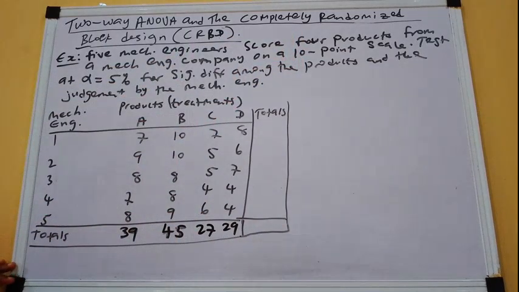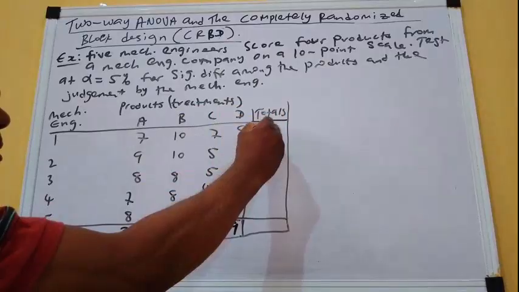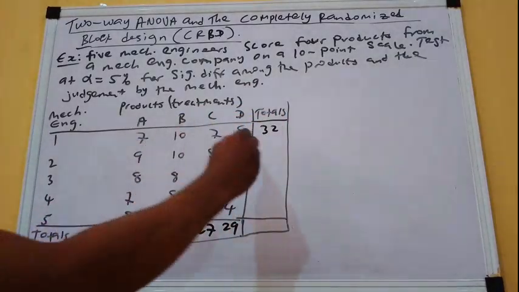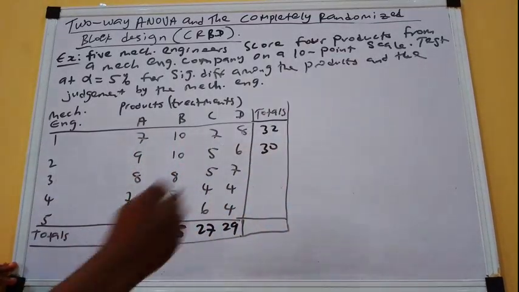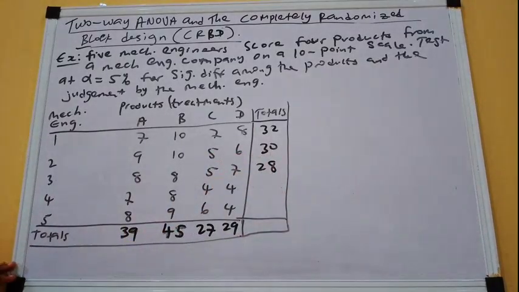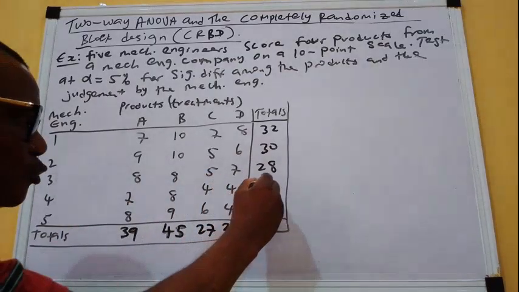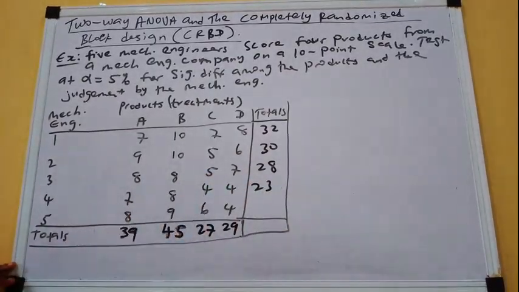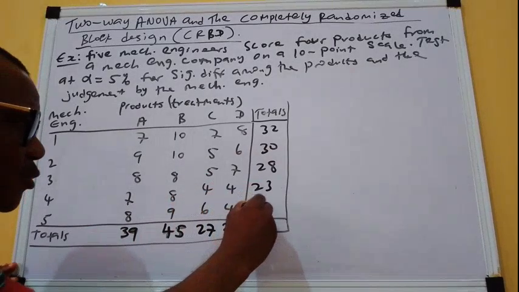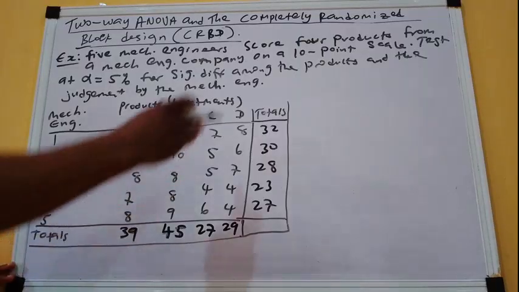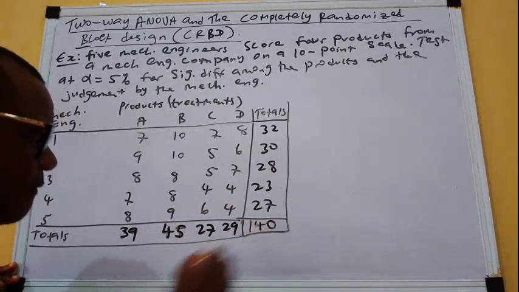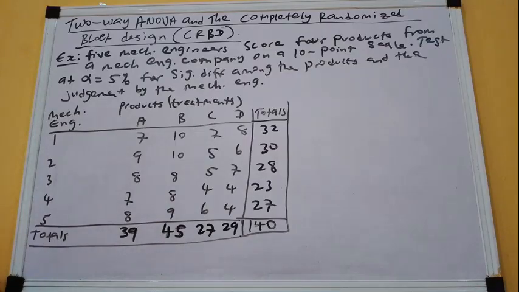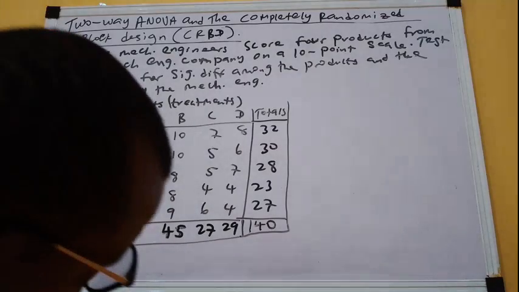Then the sum for the rows, the first one is 32. The next one is 39 plus 10 plus 5 plus 6 is 30. The next one is 28. Then the next one is 23. Then the last one, 8 plus 9 plus 6 plus 4, is 27. Then the grand total, you add this and you add this, you will get a sum of 140. So our grand total is 140.